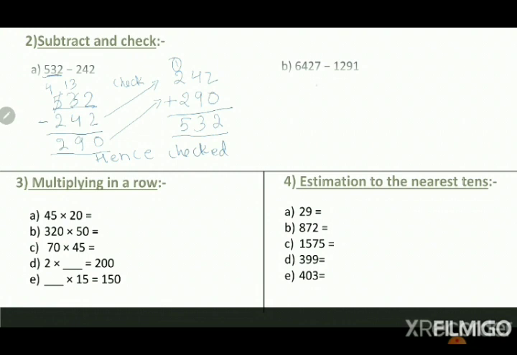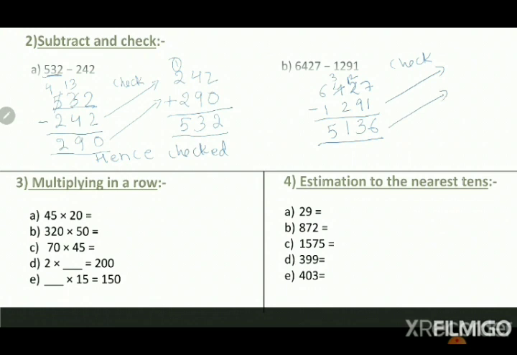Okay, let's start doing the second one. 6427 minus 1291. Let's start subtracting. 7 minus 1 is 6. From 2 it is not possible to subtract 9, so it will borrow. This will become 3 and this will become 12. Okay, so 12 minus 9 is 3. Now 3 minus 2 is 1 and 6 minus 1 is 5. So after subtraction you got 5136.